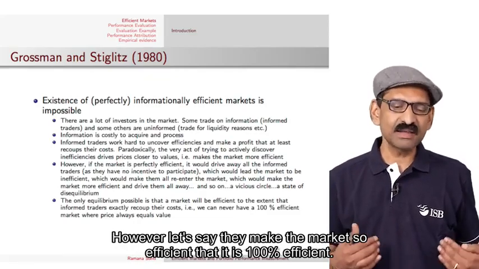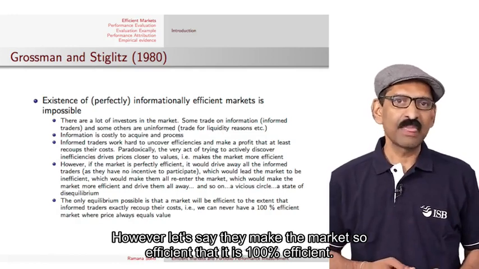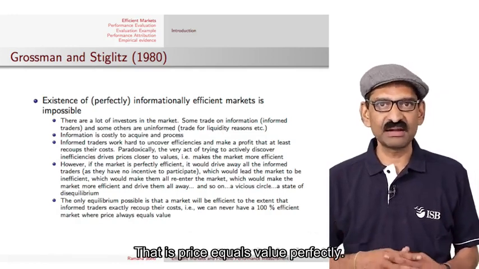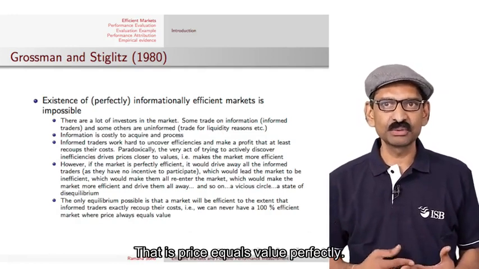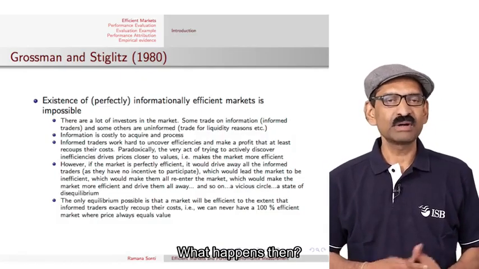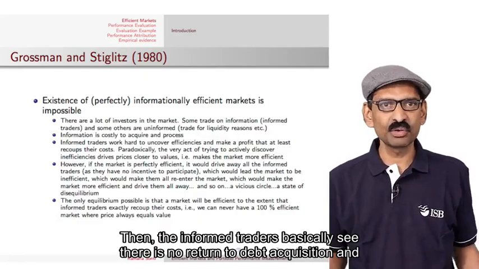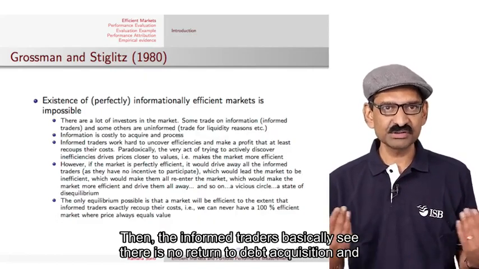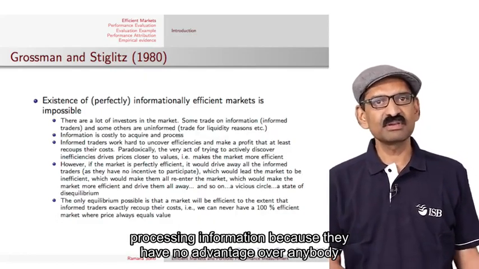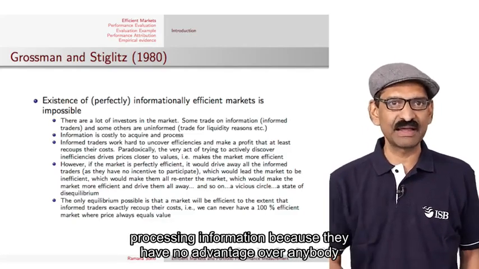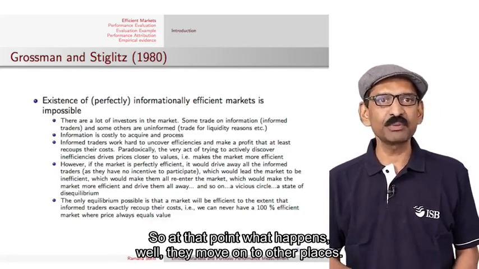However, let's say they make the market so efficient that it is 100% efficient. That is, price equals value perfectly. What happens then? Then the informed traders basically see that there is no return to their acquisition and processing of information because they have no advantage over anybody else in the market. So at that point what happens?